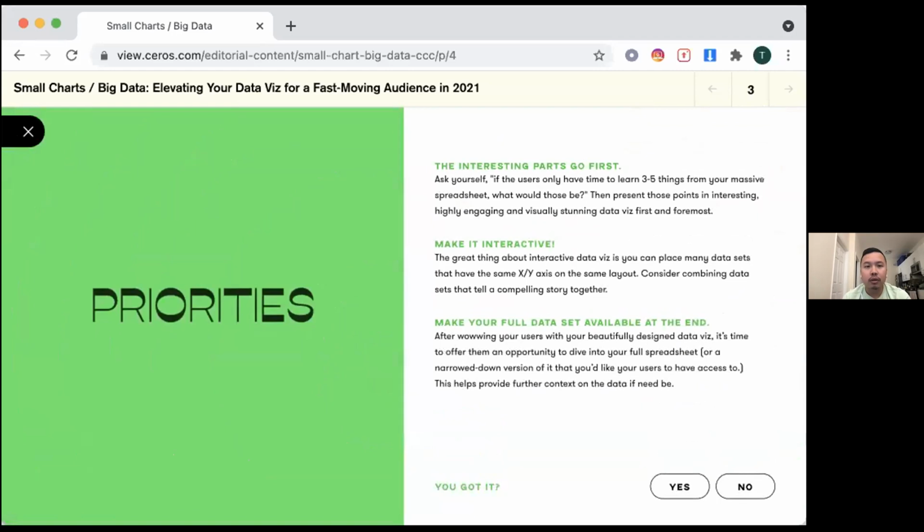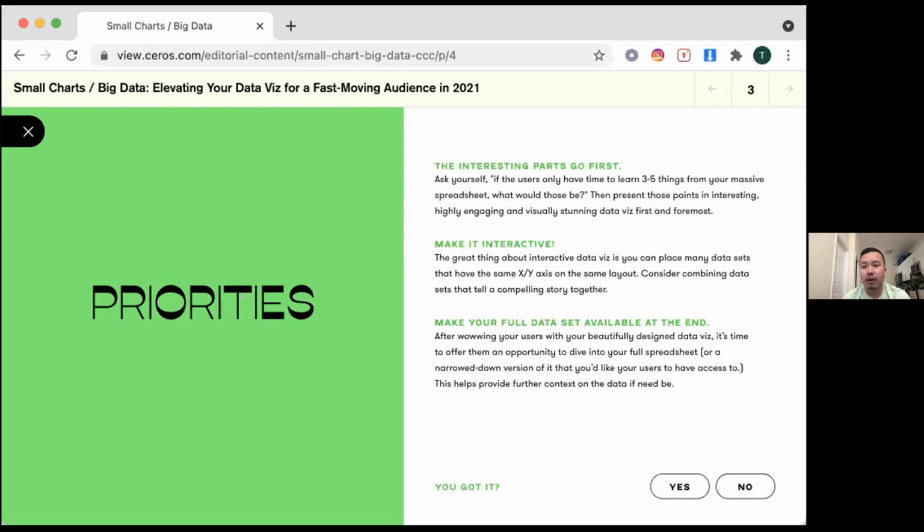Number 4, priorities. In some cases, your data may come in as individual small sets that are easy to work with. In other cases, you may get data sheets that are like massive spreadsheets, 20 columns, so many different numbers to work with, super complicated structures. While there's no one size fits all solution for that, here are a few things to consider.